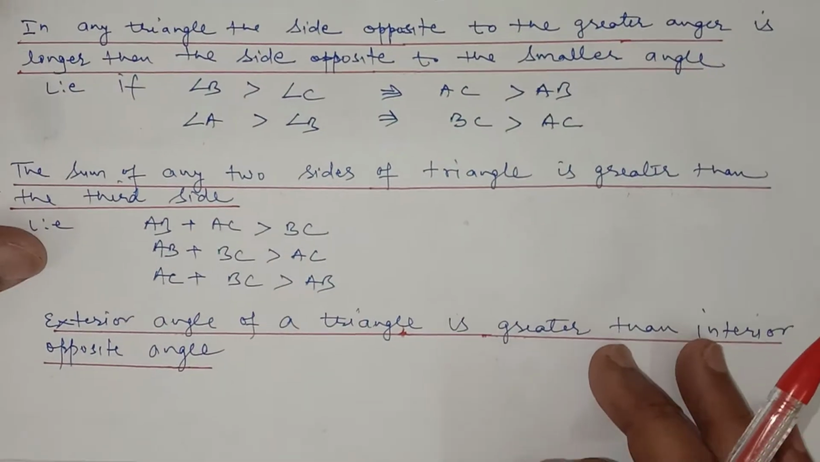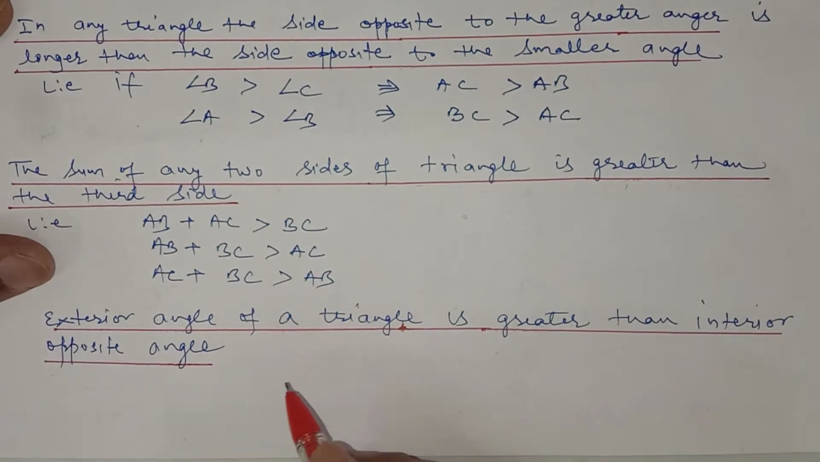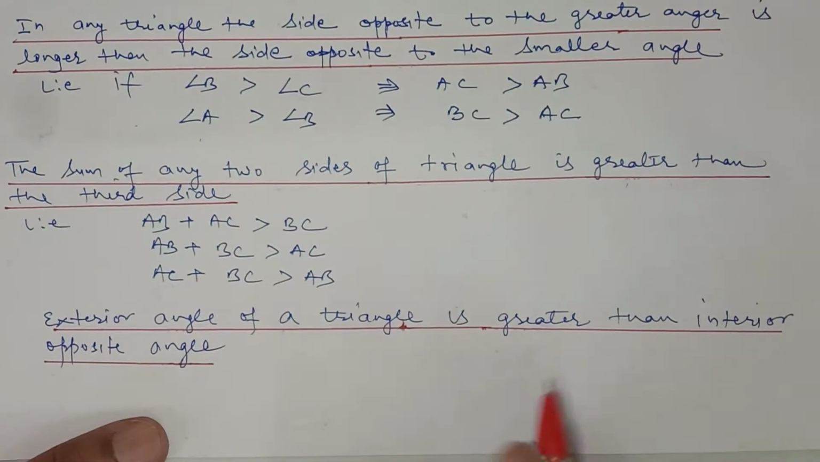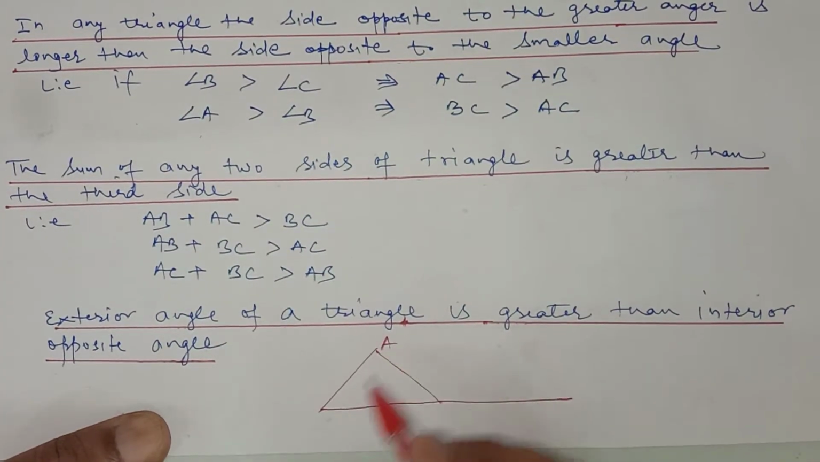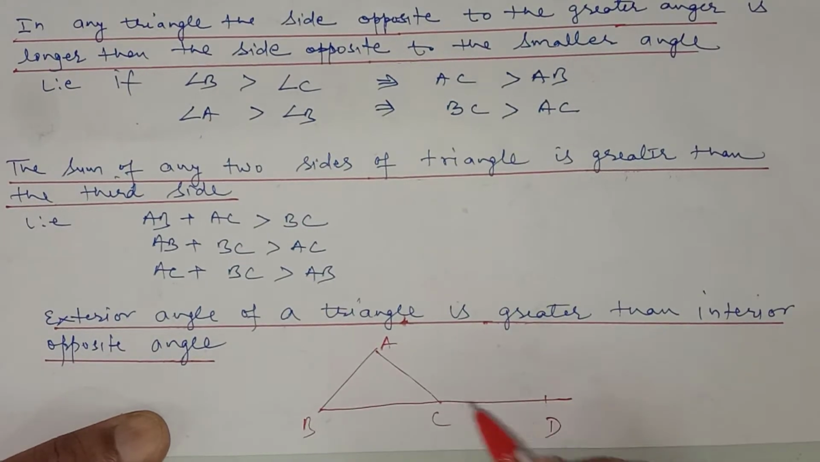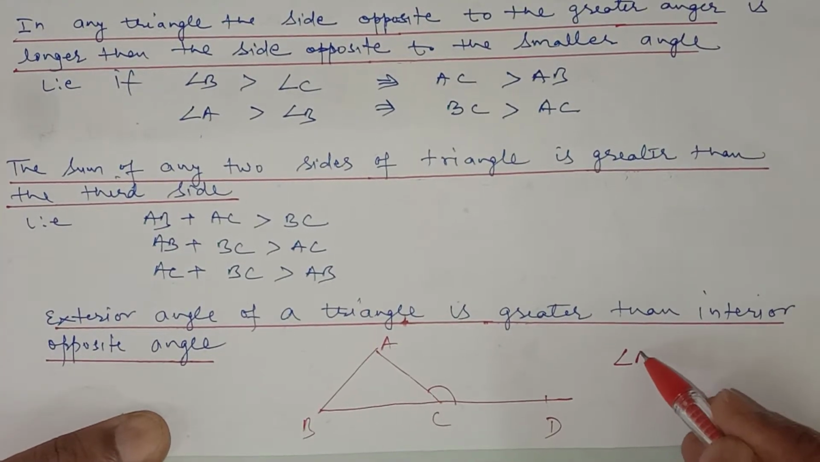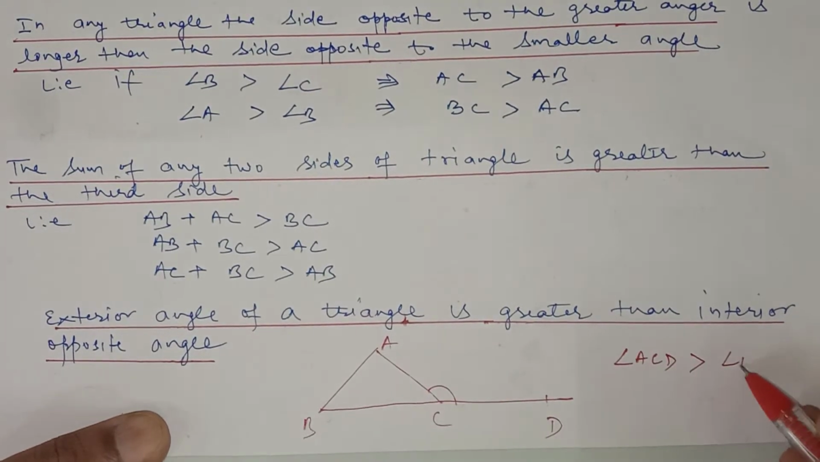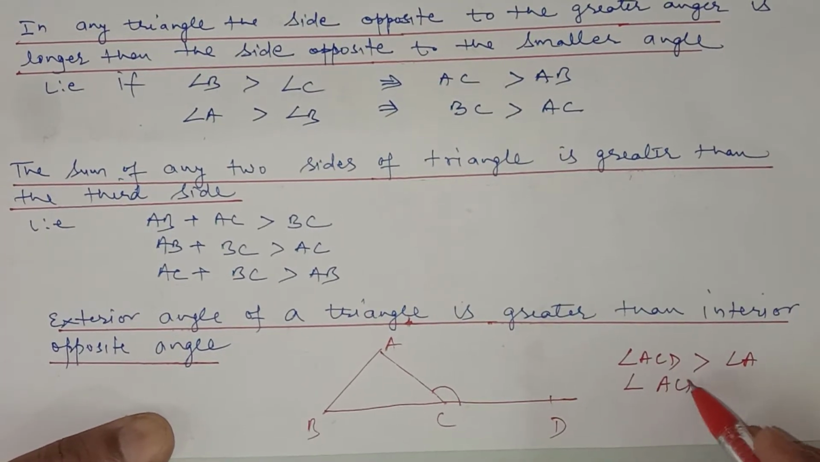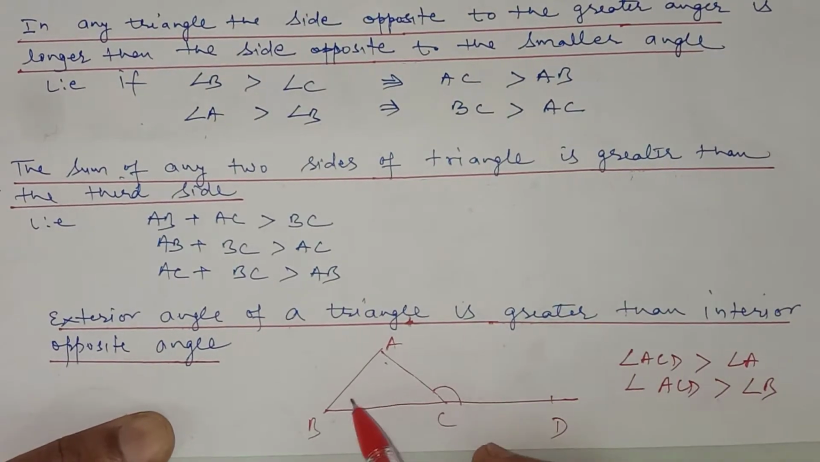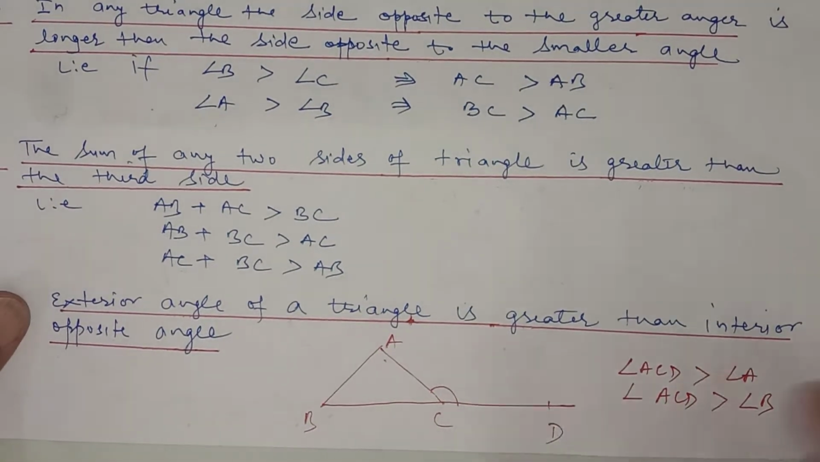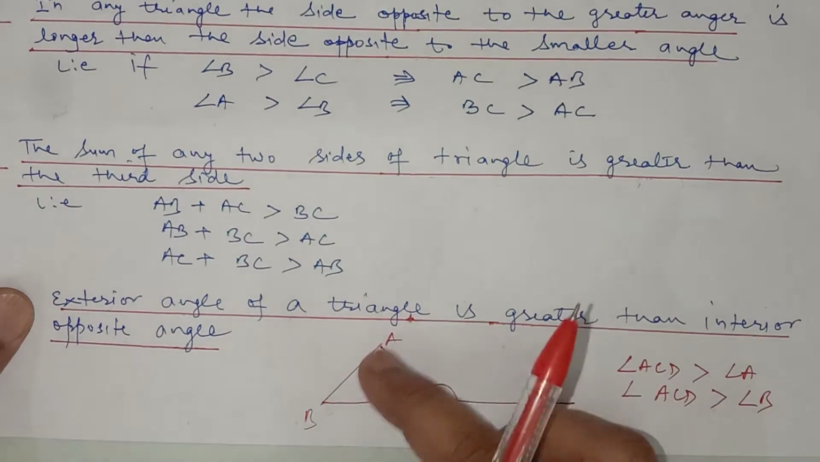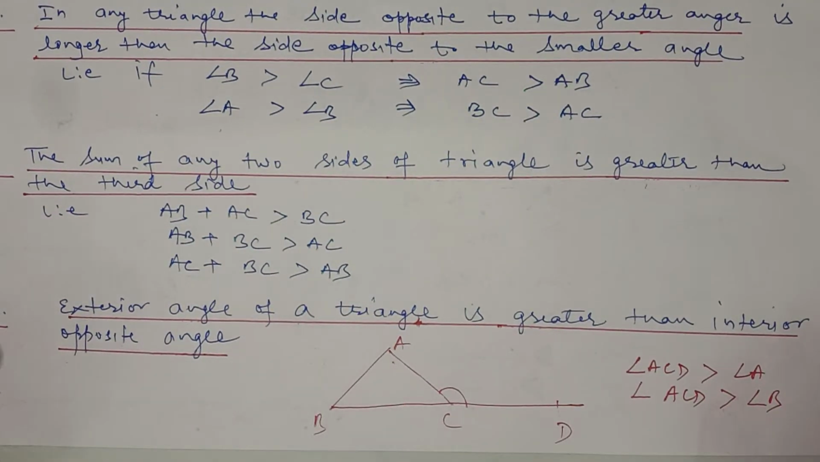Now the last conclusion: the exterior angle of a triangle is always greater than the interior opposite angle. Suppose we have this triangle ABC and we draw like this, then if this is the exterior angle, angle ACD will be greater than angle A, as well as angle ACD is greater than angle B, the interior opposite angles. We have done the theorem that the exterior angle is equal to the sum of the interior opposite angles. Because it is the sum of these two, naturally this angle will be individually greater than these two interior angles. So these are the conclusions you have to learn.